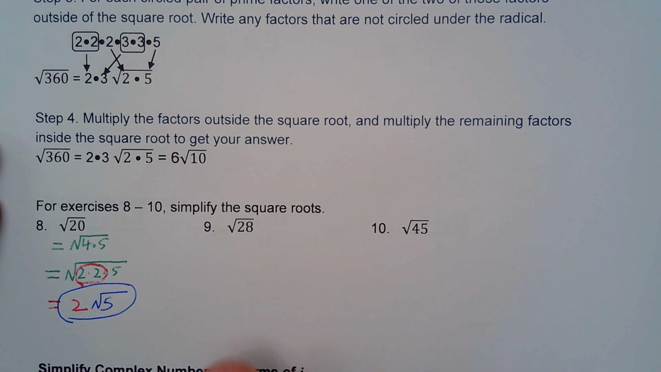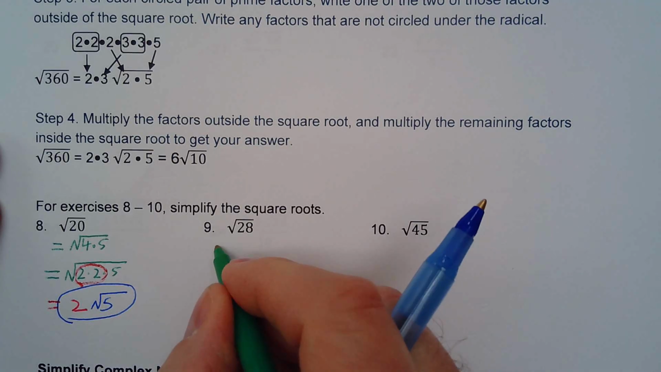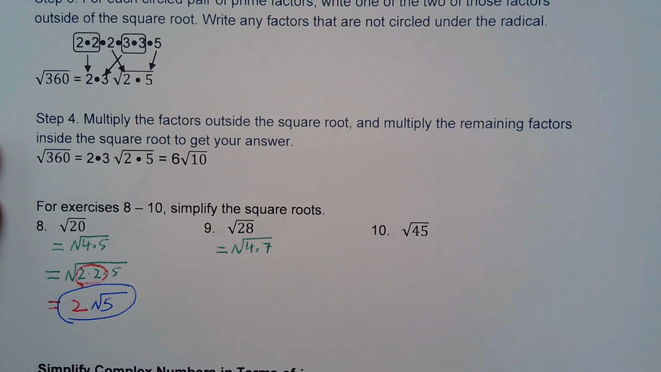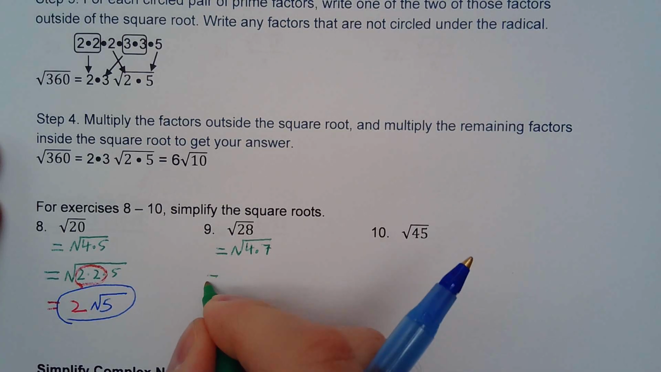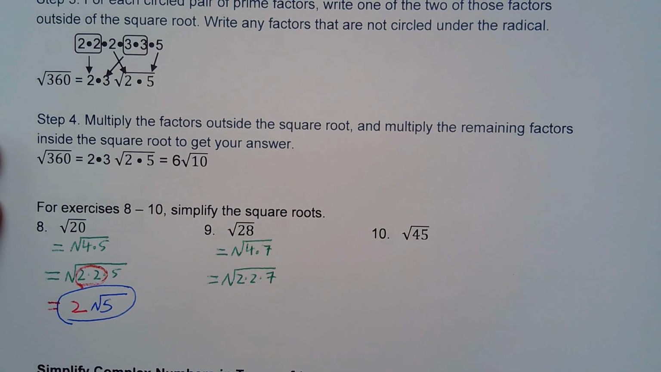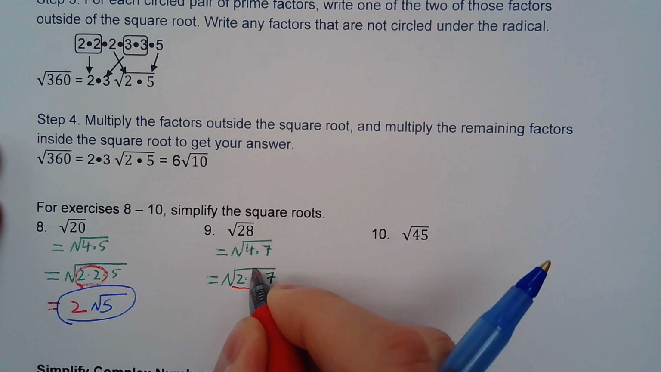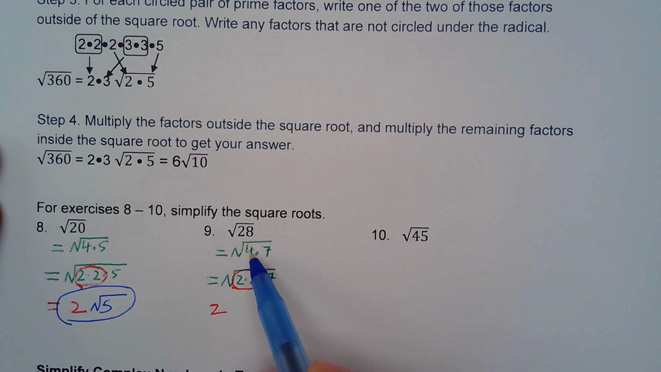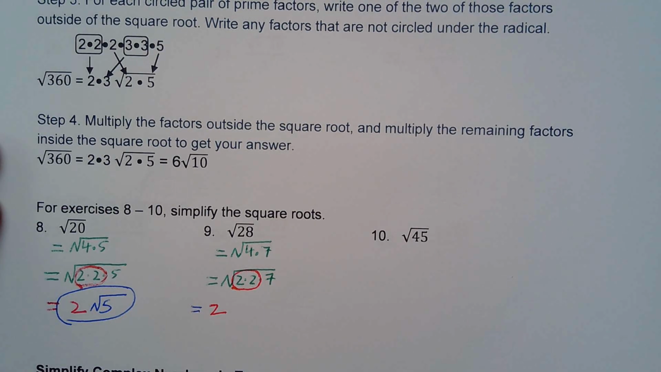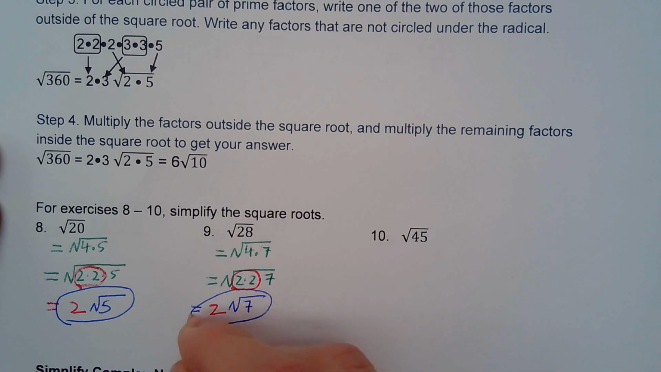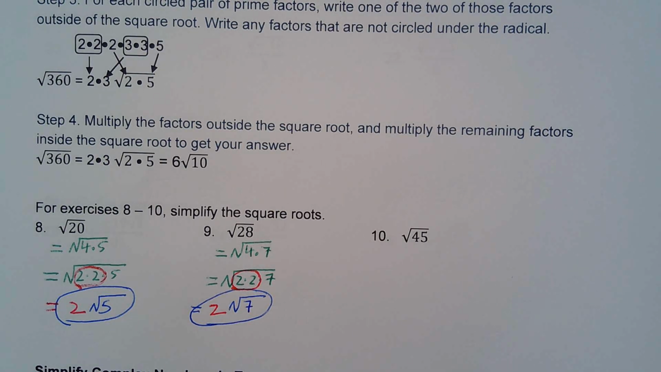Let's look at 28. 28 is 4 times 7. And I can kind of do the same thing with the 4 as we did in the last problem. Well, there's a pair of 2's, so again I'm going to write a 2 out in front. Another way I can think about it again is if I can take the square root of 4, that's 2. And then my square root of 7 is what's going to be left over, so I get 2 square root of 7.